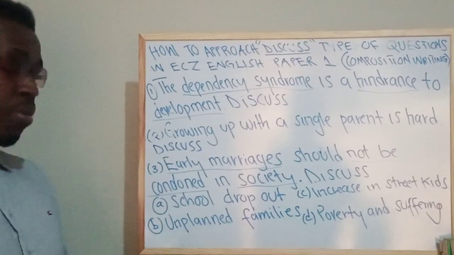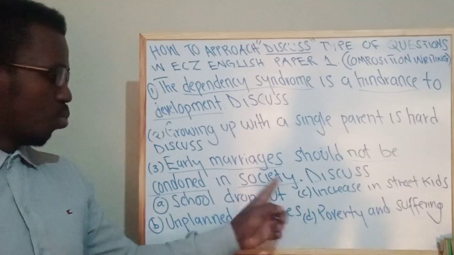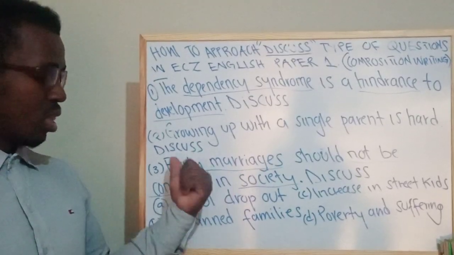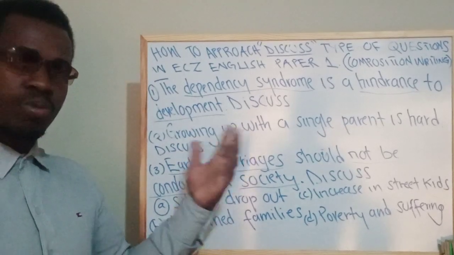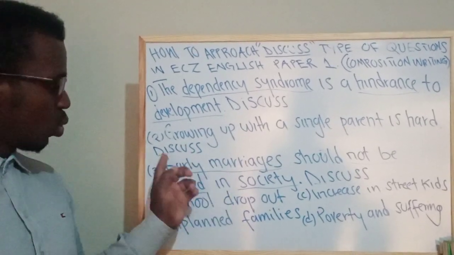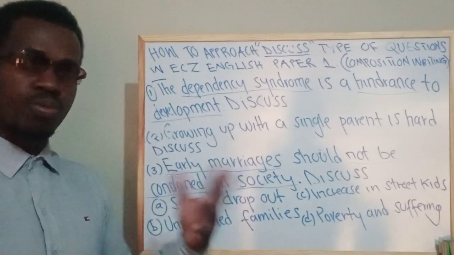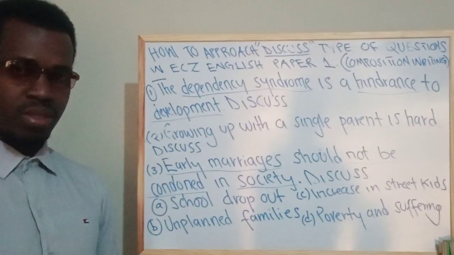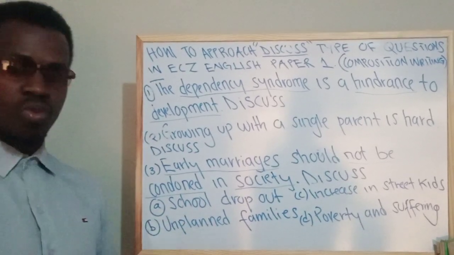So we have quite a number of these. Remember, as we discussed these, they should be in line with how the question has been phrased. Why should it not be condoned? Why should early marriages not be condoned? That's how we are discussing these points. So we have the first one, which is school dropout.